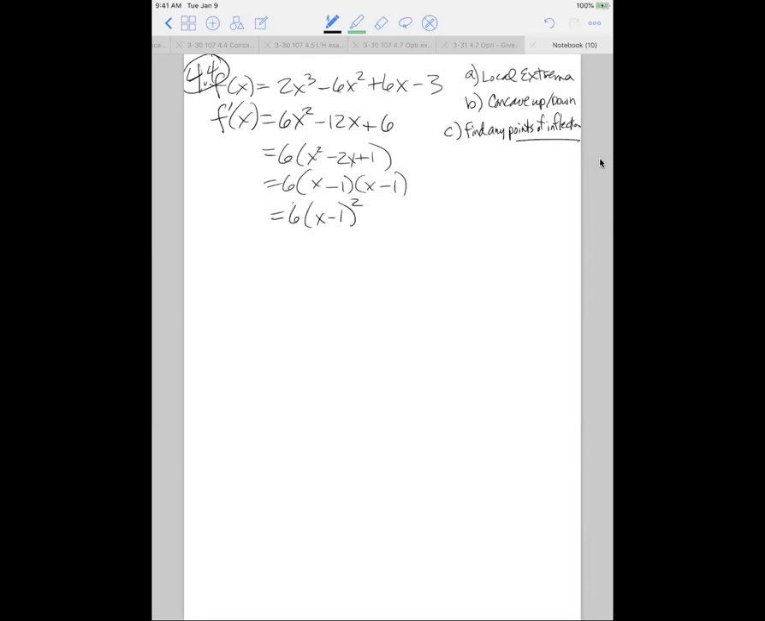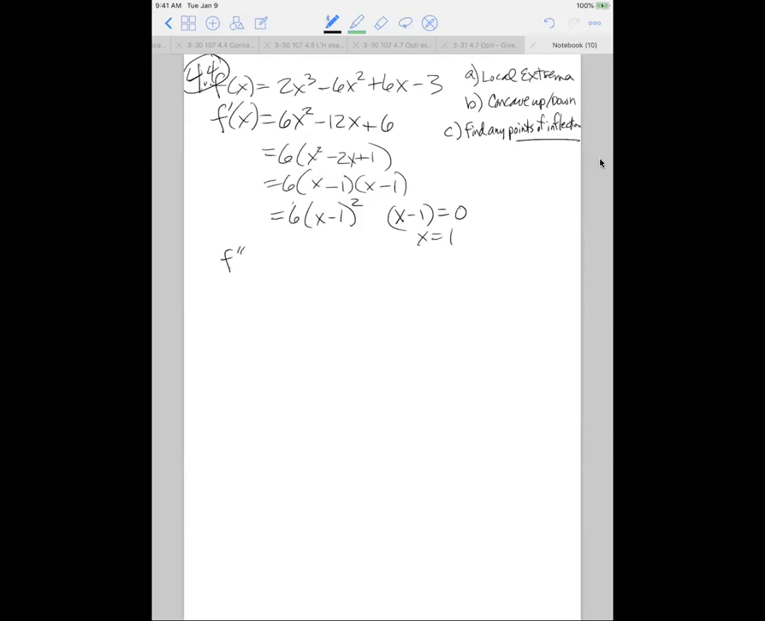So when I set this equal to 0, the only factor I'm concerned about is x minus 1. That's the only number that can make this equal to 0, and that's happening at x equals 1. So there's only one possible extrema, and we need to check that. Let's take that critical point and plug it into the second derivative and see what outcome we get.